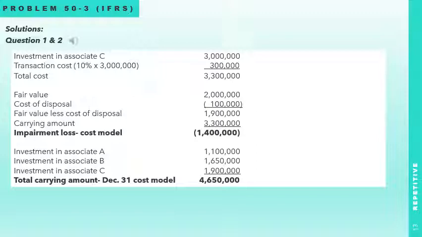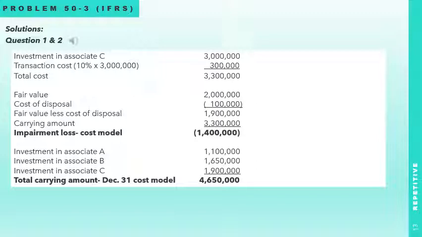Then, ang cost of disposal is 100,000. So, 2 million minus 100,000, ang recoverable amount niya is 1,900,000. So, kung mapapansin po ninyo, yung carrying amount niya ay mas malaki dun sa recoverable amount or the fair value less disposal na 1,900,000. Ibig sabihin, the investment of associate C is impaired. Sabi ko nga kanina, an asset is impaired if its carrying amount exceeds its recoverable amount, at ang kanyang impairment loss under cost model is 1,400,000.